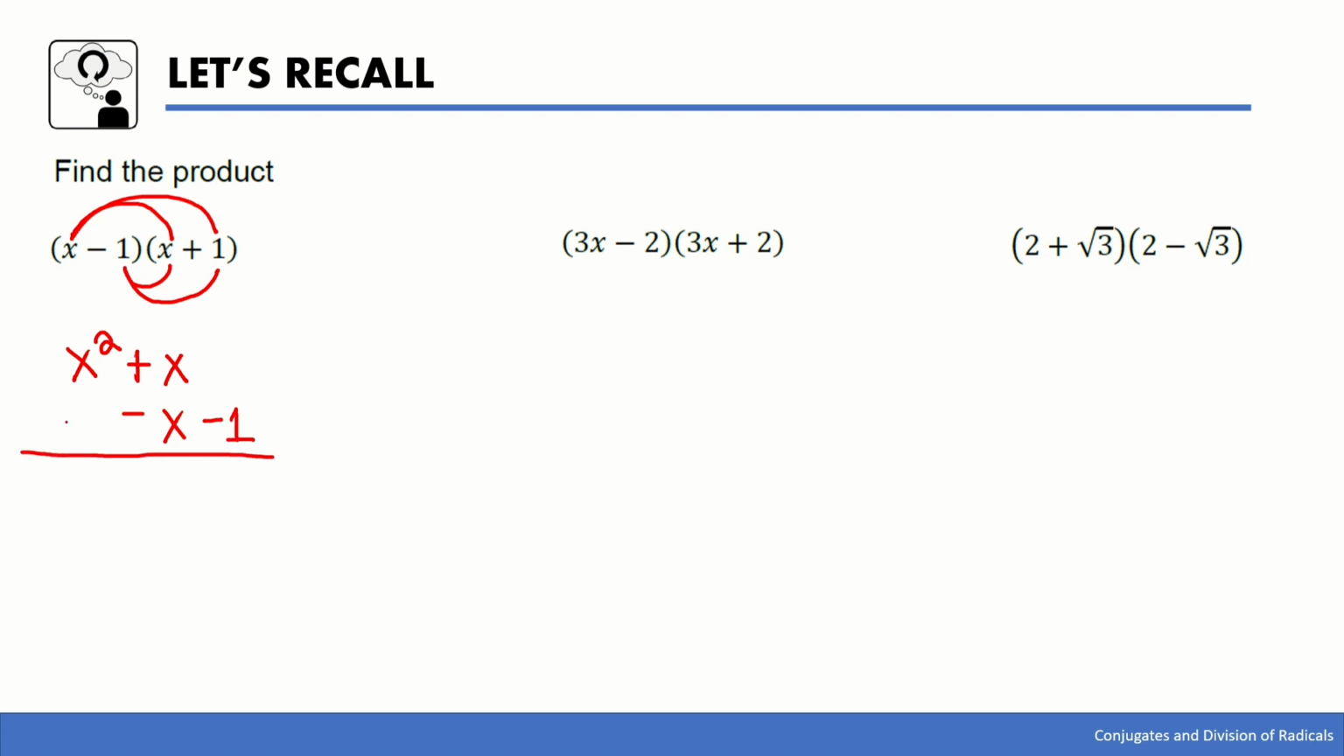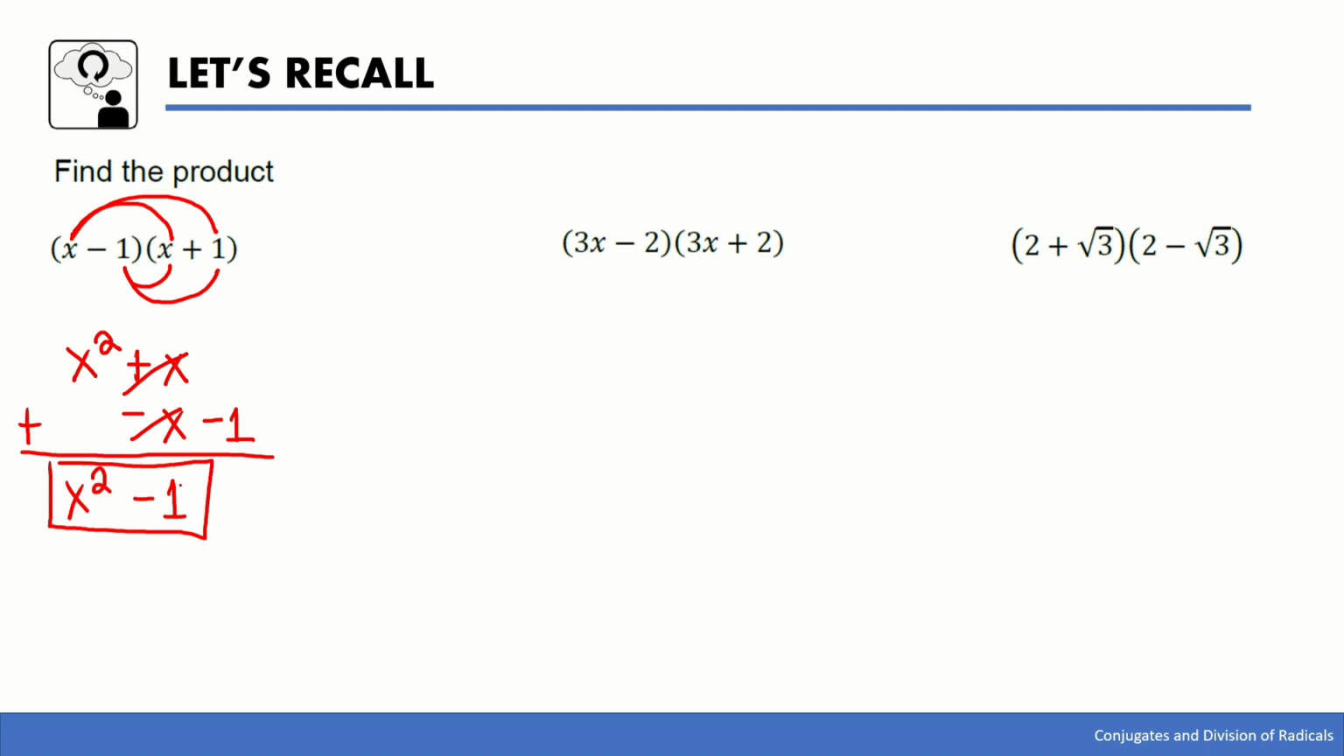Then we're going to add, so bring down x squared, and notice that positive x plus negative x produces a 0 pair. So we just cancel this out because that is 0. Then bring down negative 1. And here is now the product of x minus 1 times x plus 1.